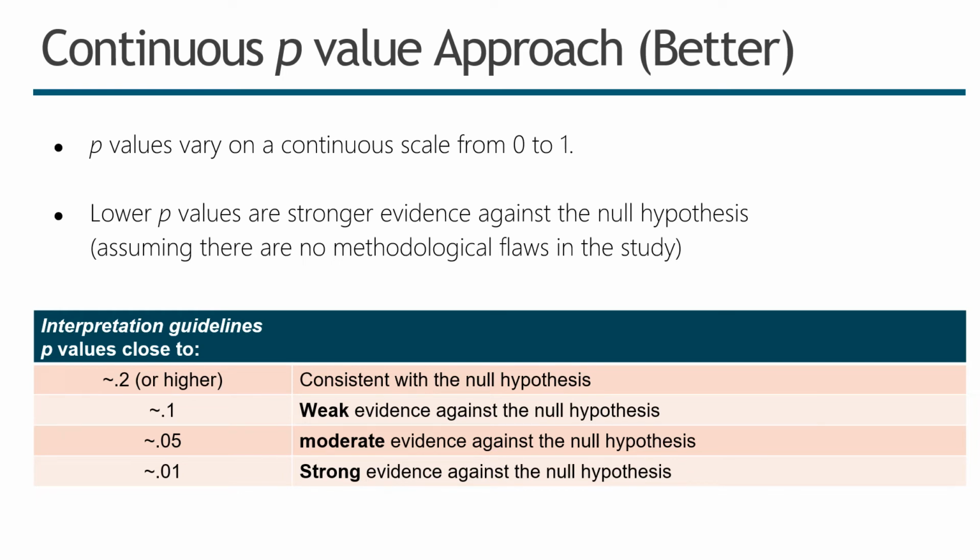If you look at the guidelines for interpretation in this chart, you can see that one way of thinking about p-values is that if they're close to 0.2 or higher, that data might be seen as being consistent with the null hypothesis. However, as p-values get smaller, you can see that the strength of the evidence gradually gets stronger. So p-values close to 0.1 might be considered as weak evidence against the null. P-values close to 0.05 might be considered as moderate evidence against the null, and p-values of 0.01 would be considered strong evidence against the null.